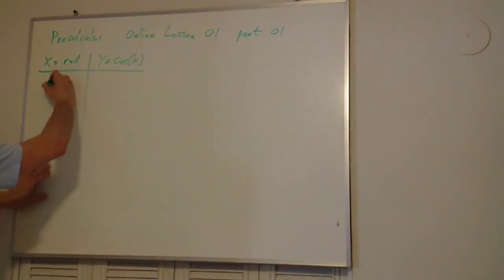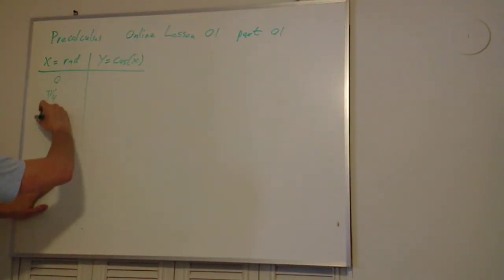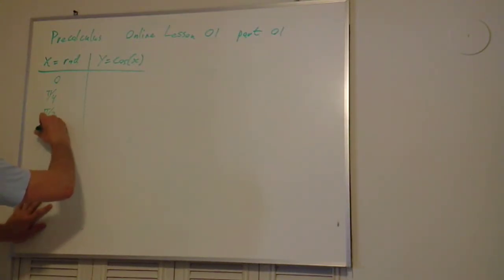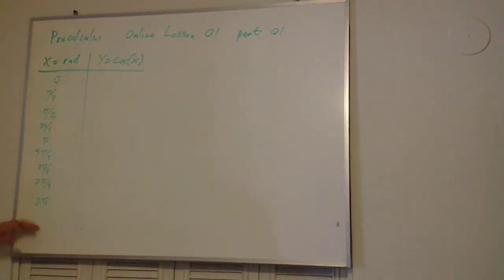So I'm going to use almost all the same points here. I'm just going to do the multiples of 45. So pi over 4, pi over 2, 3 pi over 4, down to pi, 5 pi over 4, 3 pi over 2, 7 pi over 4, and 2 pi. These are the 9 points that are my multiples of 45-degree angles.